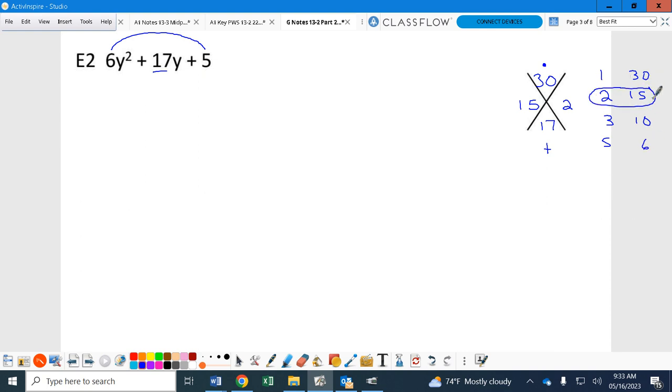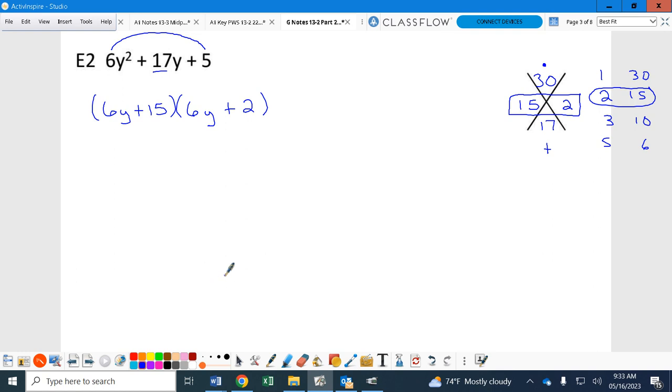It helps you. From there, you're going to take and set up your 2 sets of parentheses. Guys, what goes at the front of each one of these parentheses? 6 what? 6y. And what goes at the back is going to be these numbers. Since they are both positive, they're both going to be plus 15 and plus 2.